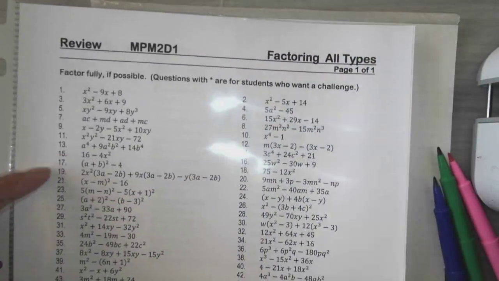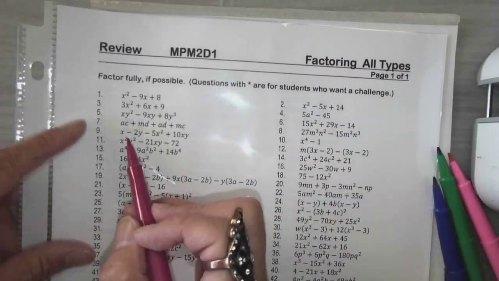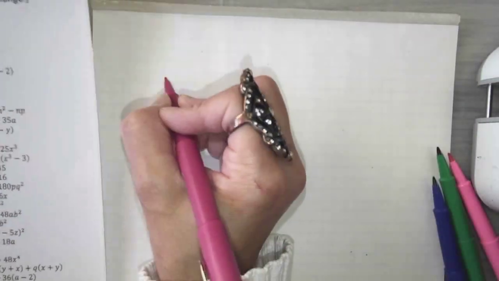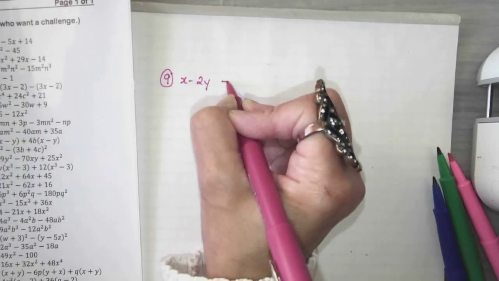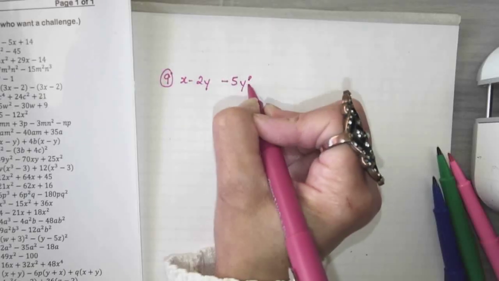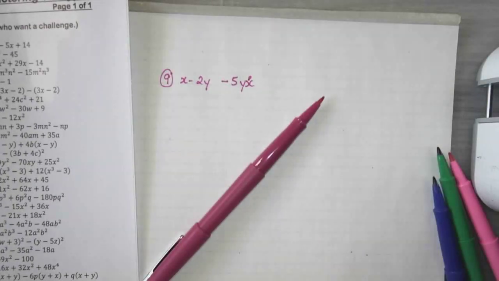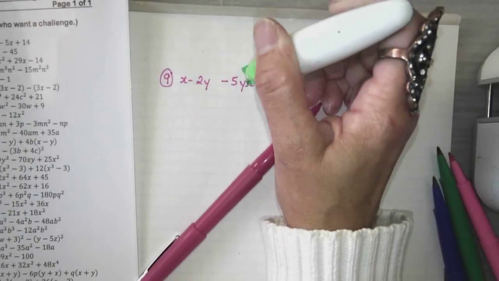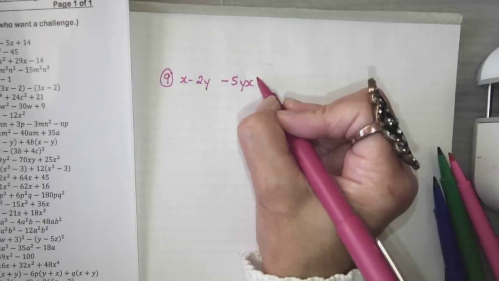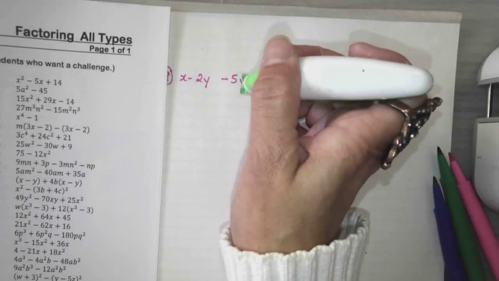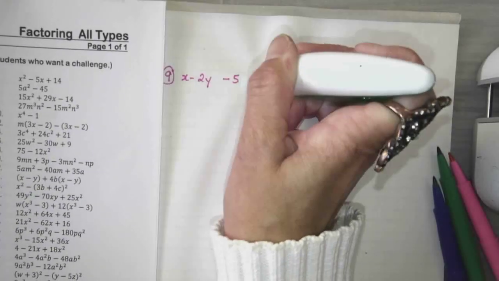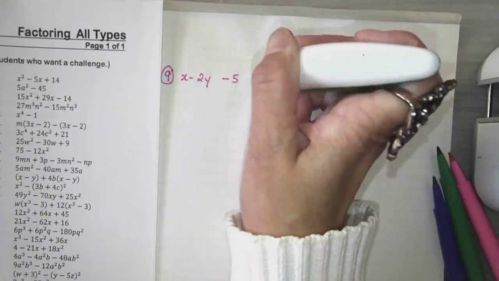The next one we're going to do, we just did 8, number 9. So I'll write it down so we can look at it together. We're going to go x minus 2y minus 5y x squared. Sorry, I'm writing down the question wrong. The question itself is just x squared. That's my fault.